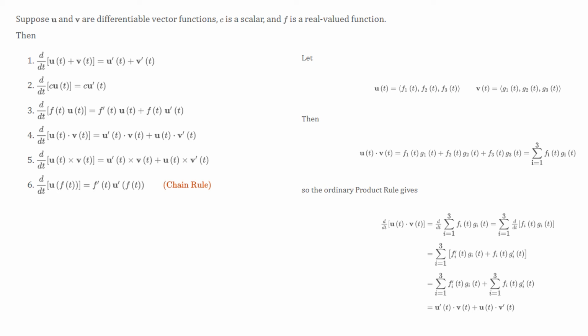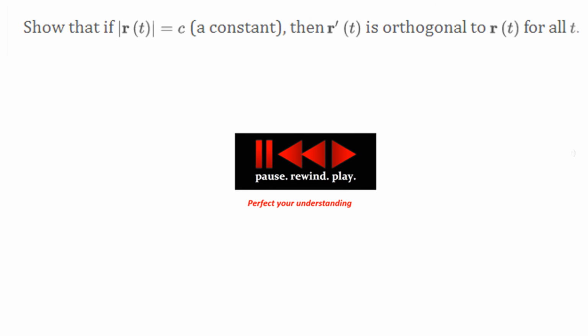You should be able to prove all of these, but more importantly even than that, you should be able to use all of these. Now, this is a result. I'm asking you to work on this as an exercise, but it is an important result. Show that if the magnitude of r of t is a constant, then r prime of t is orthogonal to r of t for all t. We're going to use this result repeatedly in what follows. So it is an important result. You know what to do. Let's see how you did.